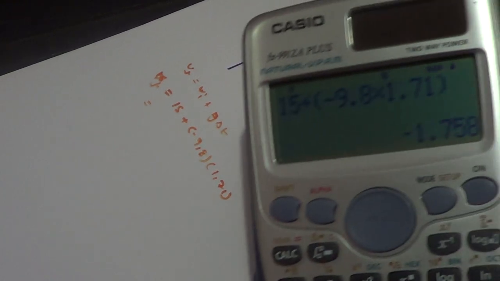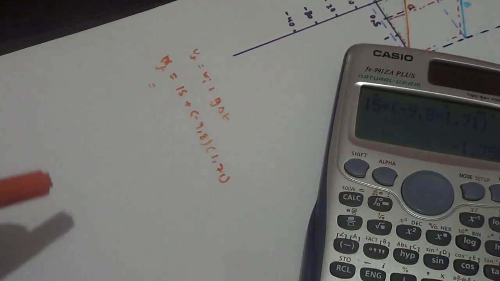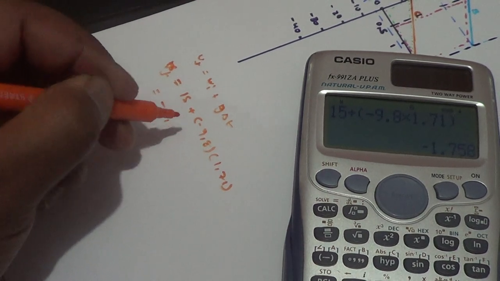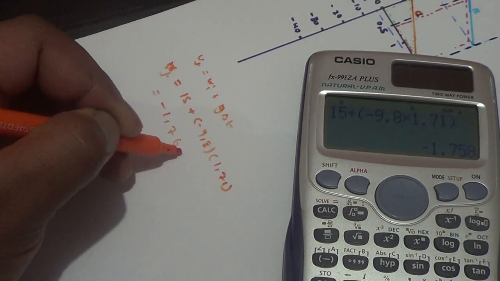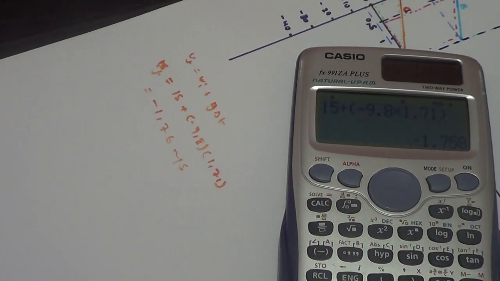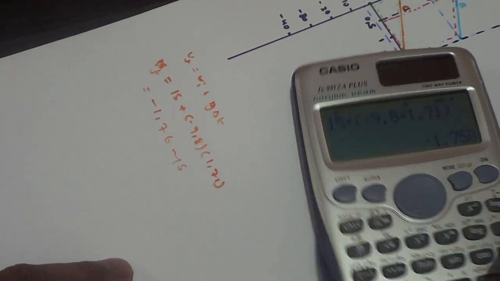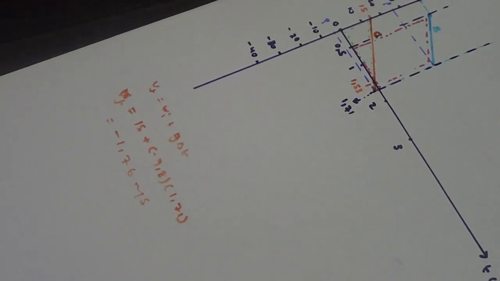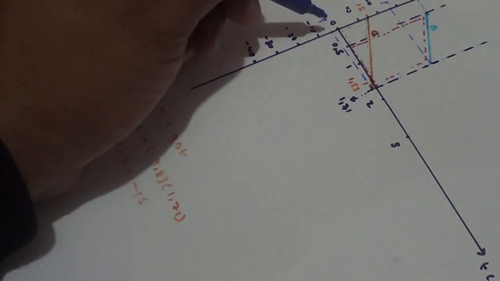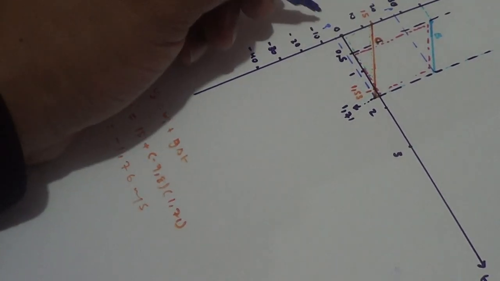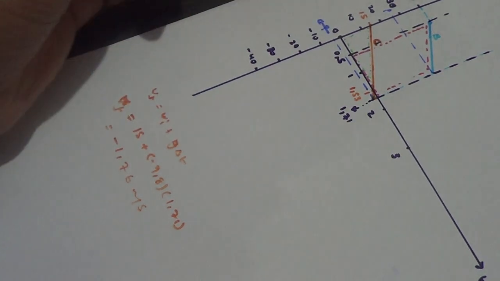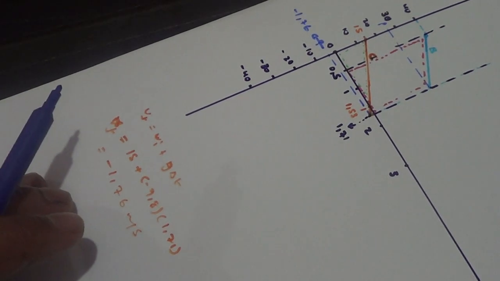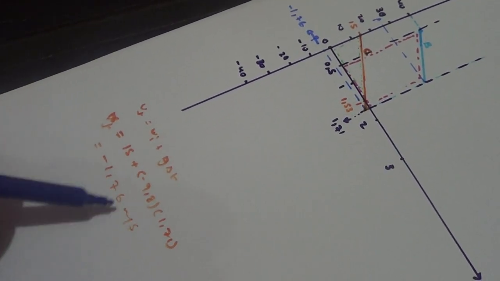See, it's negative to show that it was already in the opposite direction. So this is great, it makes sense. So this is -1.76 meters per second. And we said negative was down because we chose upward as positive. So this tells us that this one here is this velocity here. So I'm just going to write it here, -1.76 meters per second. All right, so that is great.